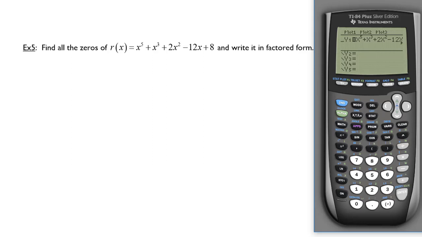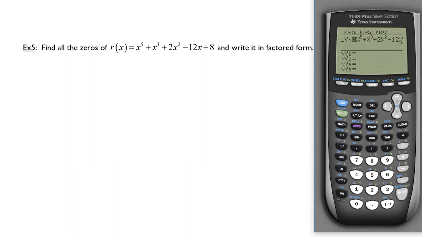Welcome back to part 4 on complex zeros. We are on our last example. Example 5 says find all the zeros of r of x equal to x to the 5th plus x to the 3rd plus 2x squared minus 12x plus 8, and write it in factored form.